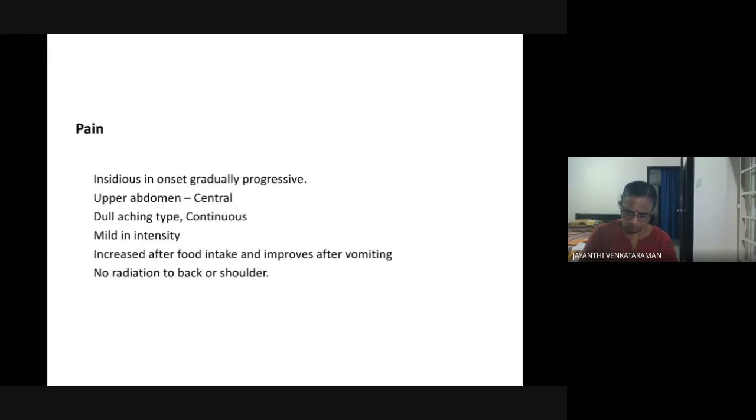The patient was apparently alright 20 days back when he noticed pain in the upper abdomen, which was insidious in onset and gradually progressive. The pain was more localized in the central part of the upper abdomen. It was dull aching in character and a continuous type of pain, which was mild in intensity with a visual analog score scale of 1 to 2. He says the pain is increased after food intake and it improves after episodes of vomiting. There is no radiation of this pain to back or shoulder.